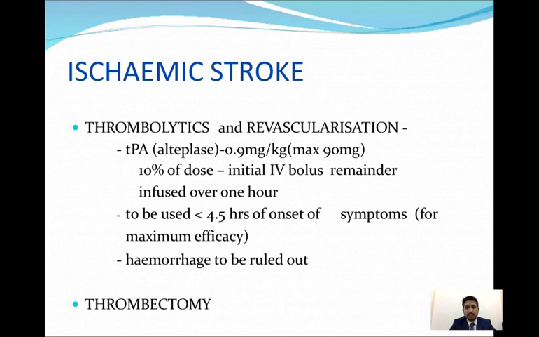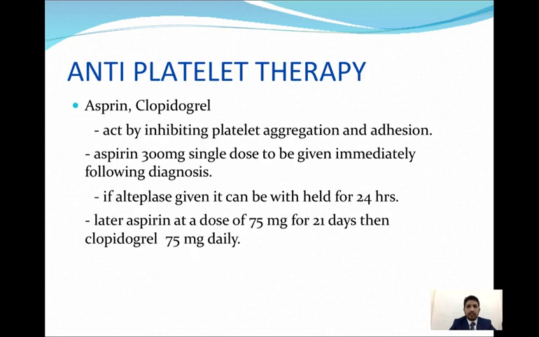The second approach is thrombectomy. In this approach, we put a catheter that goes up to the brain where there is occlusion, and we mechanically remove this occlusion to relieve the obstruction. These are the latest treatment options for the stroke.